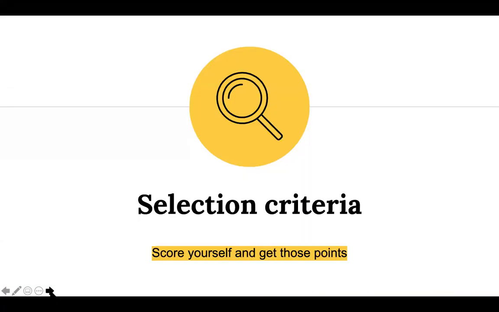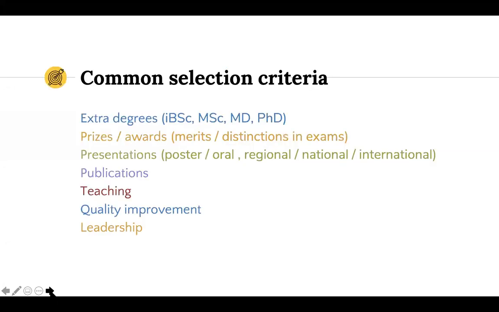Okay, so moving on to selection criteria. Basically you score yourself, provide the evidence, and you get the points. It's as easy as that. The common selection criteria are generally extra degrees. During medical school, if you did an intercalated BSc, this counts. If you've done a master's degree, an MD or PhD, that counts, and so does undertaking a current degree. It doesn't have to be that you've completed the extra degree. However, if you have completed one, you will receive the maximum number of points.